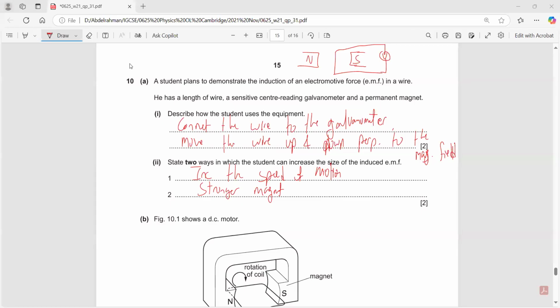Why? Because you want to increase the induced voltage. You want to produce a current. So how can you produce a current by increasing the current? It's not logical. So I need to increase the speed of motion to produce a current. Induced current means produced or generated current. Okay?